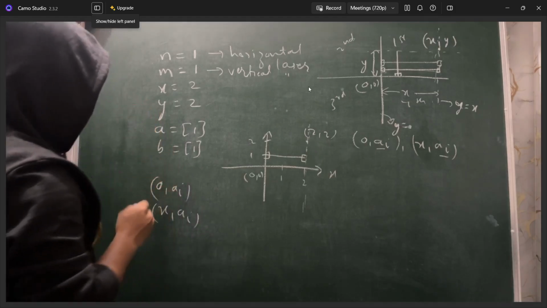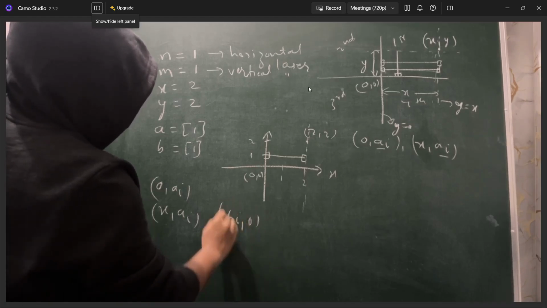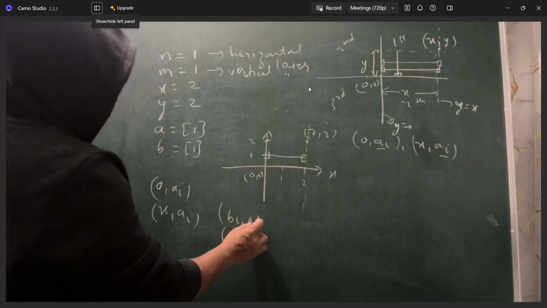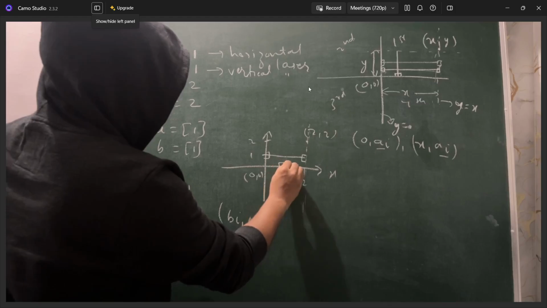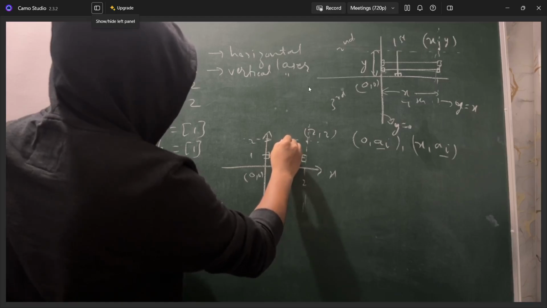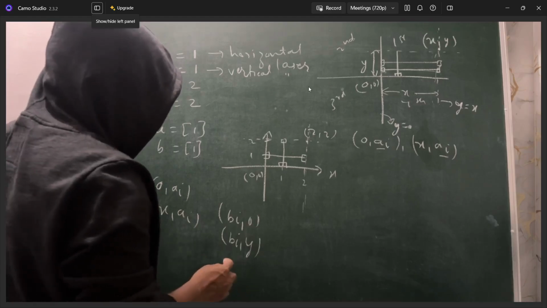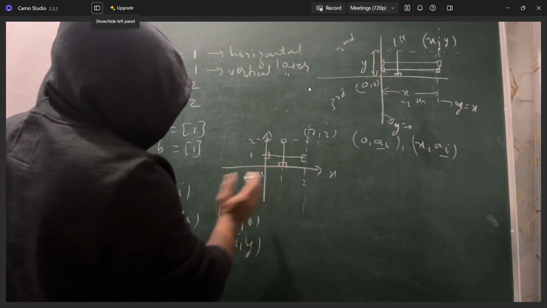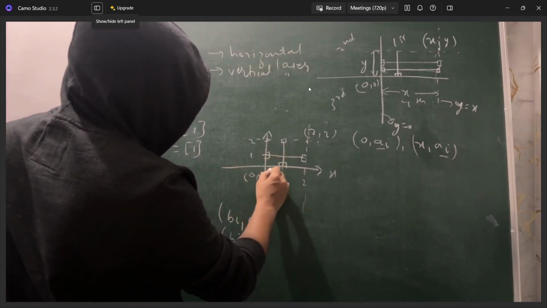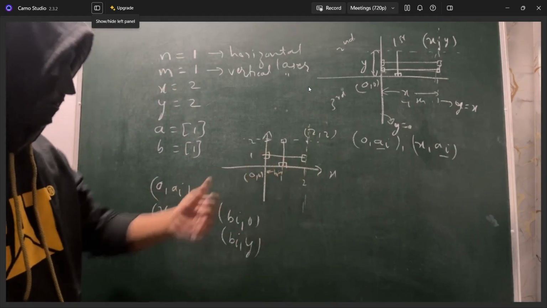And this is basically the vertical laser, and the vertical laser will always be placed from b of I comma 0 till b of I comma y, which means the y distance will be from 0 till y, so it will be till here. So the laser light is at this position, and its distance from this vertical line will be b of I. This is the b of I distance. So I think you understood, this is the position of the laser.